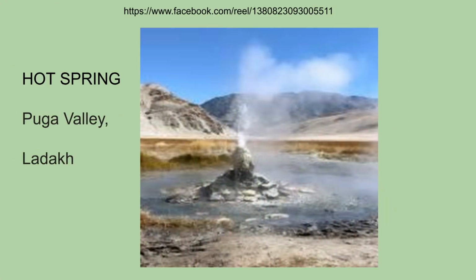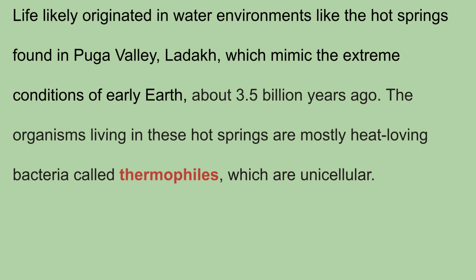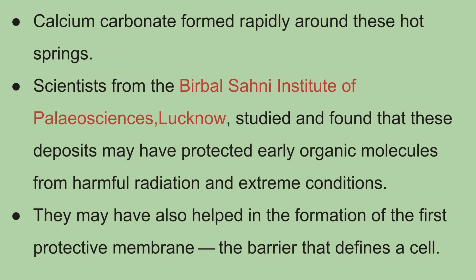Let's begin by looking at a hot spring in Puga Valley, Ladakh, an environment that provides clues about the origin of life on Earth. Life likely began in water environments like these hot springs about 3.5 billion years ago, mimicking early Earth conditions. The organisms living here are mostly unicellular, heat-loving bacteria called thermophiles. Calcium carbonate deposits formed around these hot springs may have protected early organic molecules from harmful radiation and extreme conditions, possibly aiding in the formation of the first protective cell membrane.